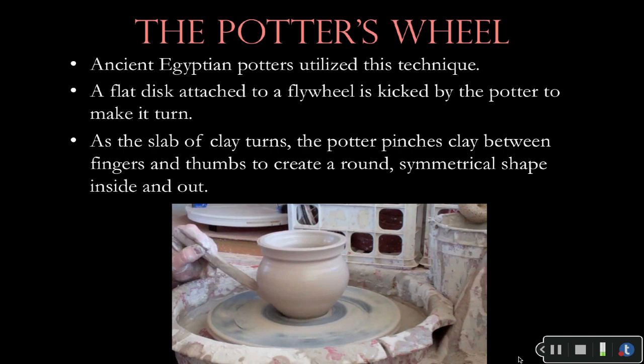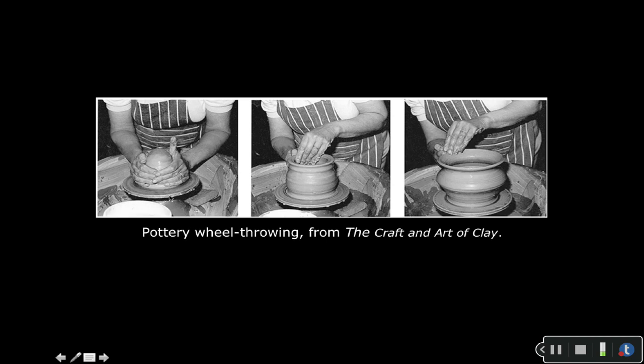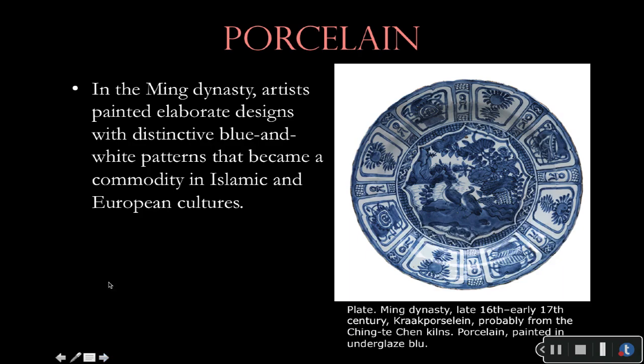And then you can create whatever kind of round symmetrical shape that you're trying to create, both inside and outside of the object. And here you can see a better example. You start with a very, very malleable, very soft piece of clay. And then as you move the wheel, and here you're actually using a lot of this slip, that kind of mud, clay mixed with water, as you start to work the object with your fingers, and then you can see the finished product here. I was never very good at this in high school, so I never really liked the potter's wheel.